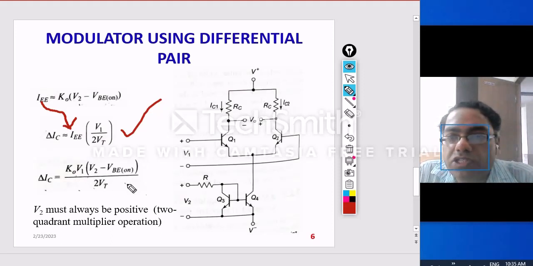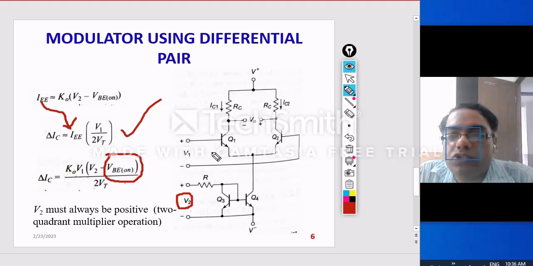It is proportional. However, this circuit has two drawbacks mainly. One is that because of the presence of VBE on, slight error will come, and another is V2 must always be positive. This V2 must always be positive, hence V1 can have positive or negative, but V2 must always be positive, so it is a two quadrant multiplier operation. So that is how this circuit works.